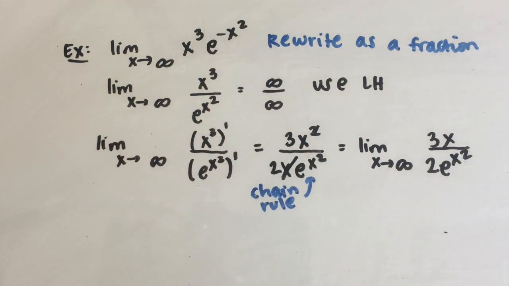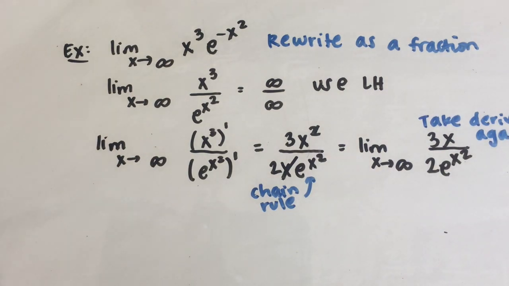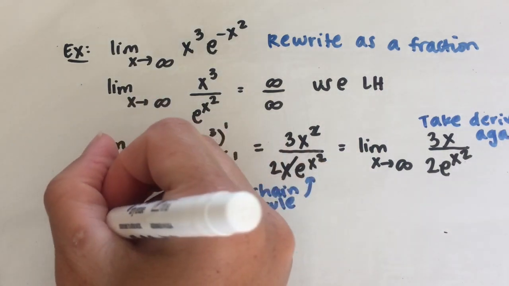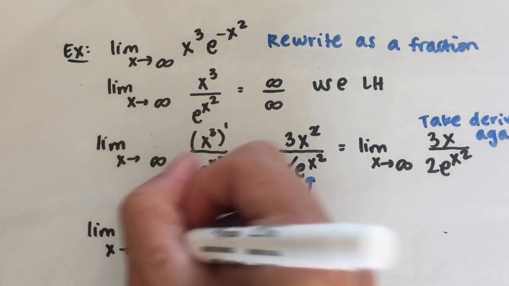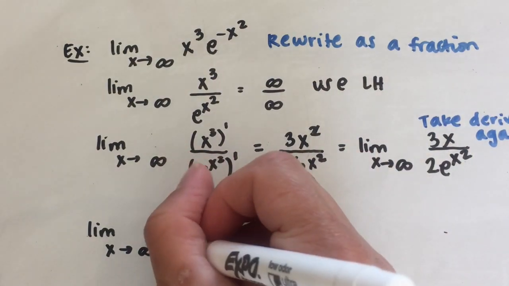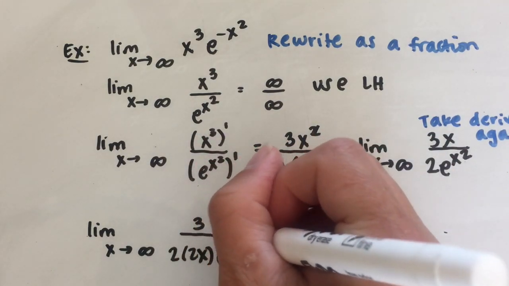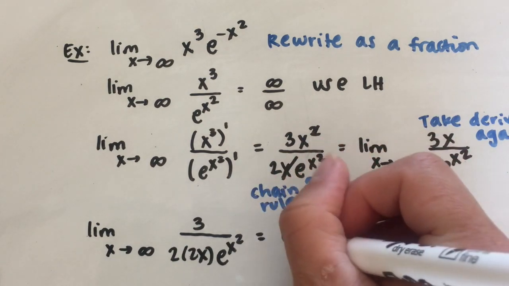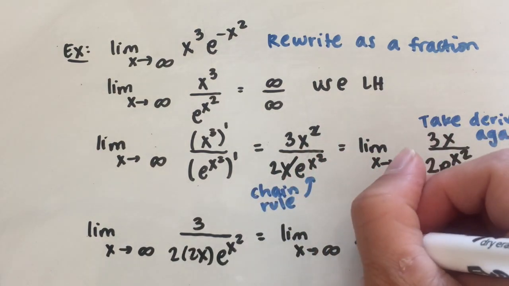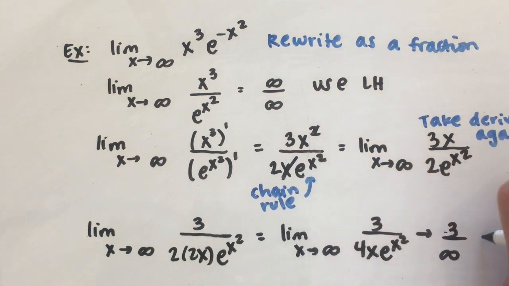We're going to apply L'Hopital one more time and take the derivative of top and bottom. So I have the limit as x goes to infinity of 3. And then on the denominator, I have 2 times 2x times e to the x squared. So then I get the limit as x goes to infinity of 3 divided by 4x times e to the x squared. So that's just 3 over infinity, which is 0.